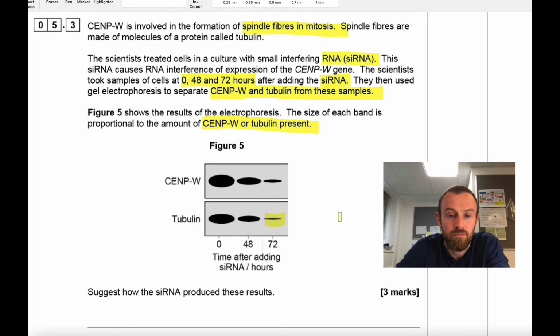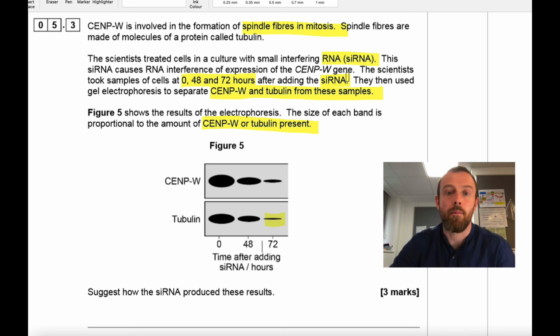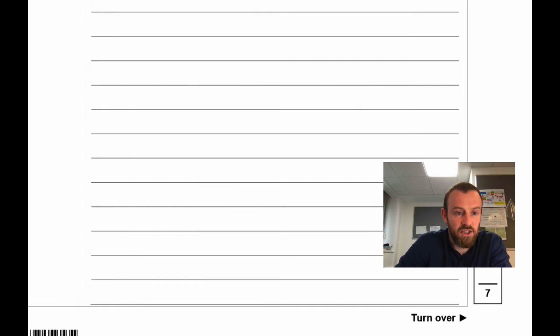So what we need to say is siRNA is an RNA that is complementary to the messenger RNA of the SENPW gene. So the two RNAs bind together. This is the mRNA, this is the siRNA, they come together, producing double-stranded RNA that is then broken down in the cell, preventing the translation of the SENPW protein, and that prevents the spindle fibers forming. Let's check the mark scheme.